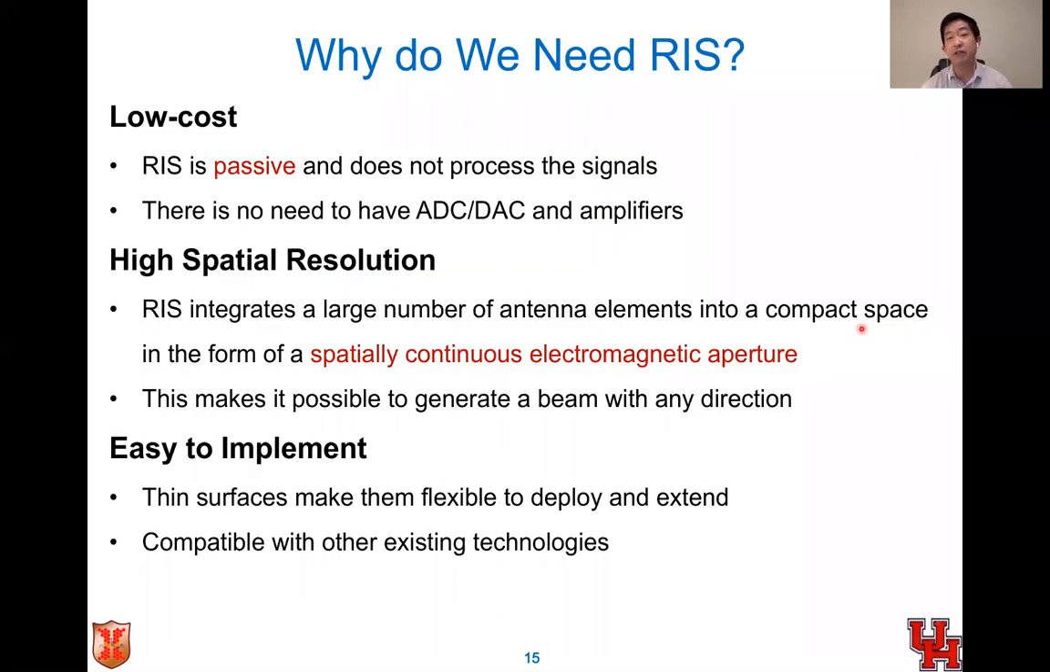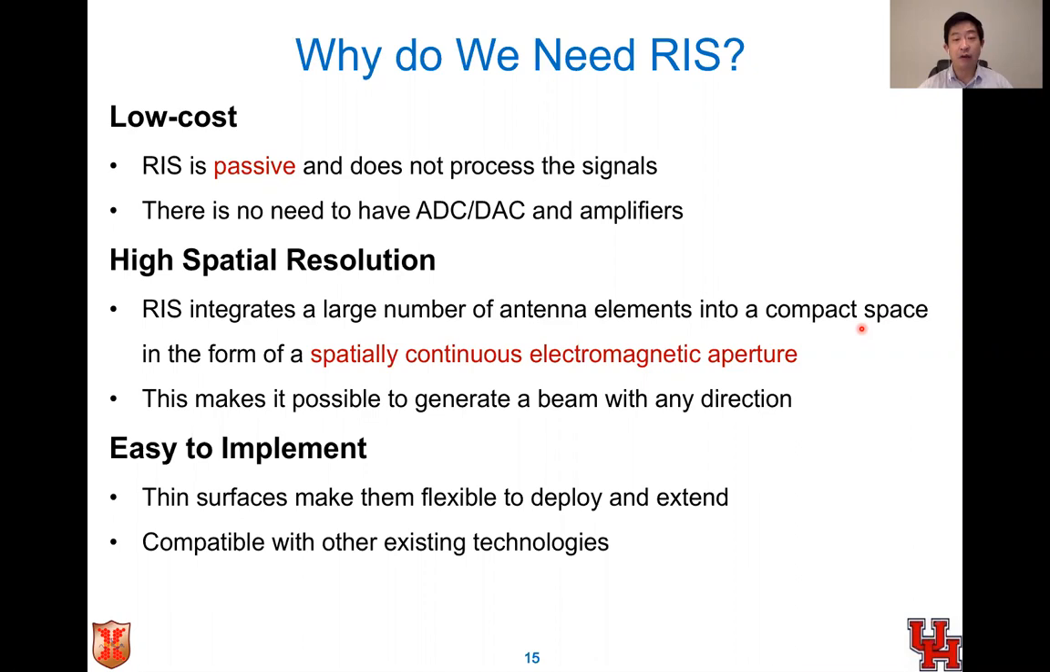And why do we need RIS? First, it's very cheap. RIS is passive, so this is just a reflector. You think about it, how much is a reflector? And it does no processing, so there's no ADC or DAC, and the ADC is very expensive. And the RF front end is also kind of expensive. So that's the reason it's very low cost. And it also has a higher resolution.